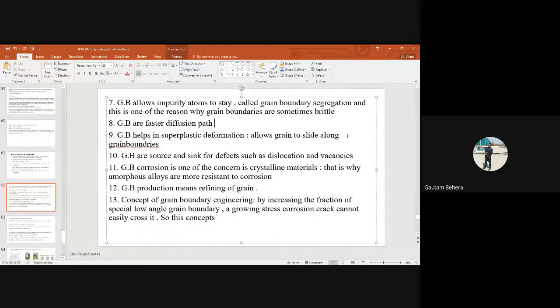This is very interesting. It allows grains to slide along the grain boundaries. So one grain may slide past another grain along the grain boundaries, right? This is very interesting. Again, we'll discuss that further.